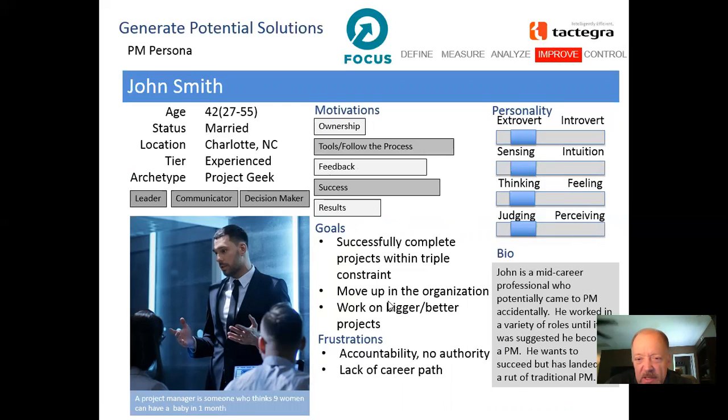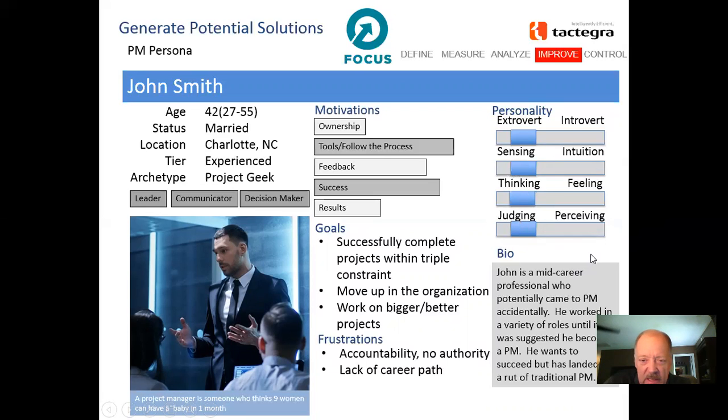They want to successfully complete projects within the triple constraint. They want to move up in the organization, and they want to work on bigger, better, more strategic projects. Their frustrations are that they have accountability but no authority, and there's not really a career path. We'll come back to the Myers-Briggs here in a second, but this is the Myers-Briggs view. They're normally more extroverts. They're normally more sensing, more thinking, and more judging.